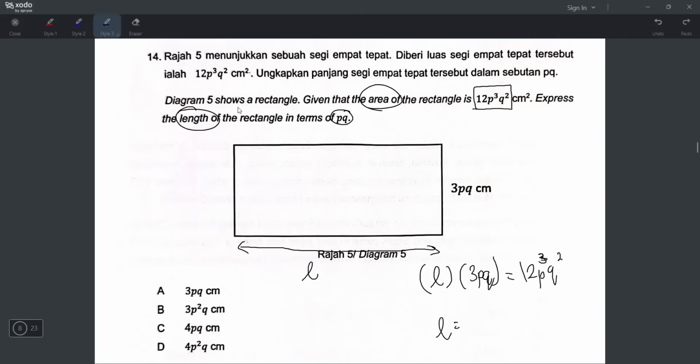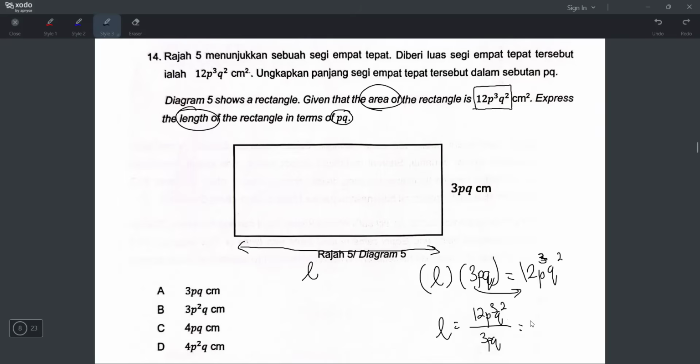The question asked for length. So I have to take this whole thing. Okay, what is the relationship? Times. So when you move here, it becomes divide. So it becomes 12p power 3 q squared, everything divide 3pq. Okay, number can only divide with number, p can only divide with p, q can only divide with q.